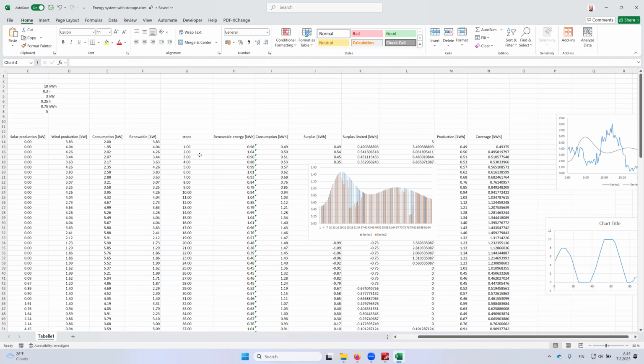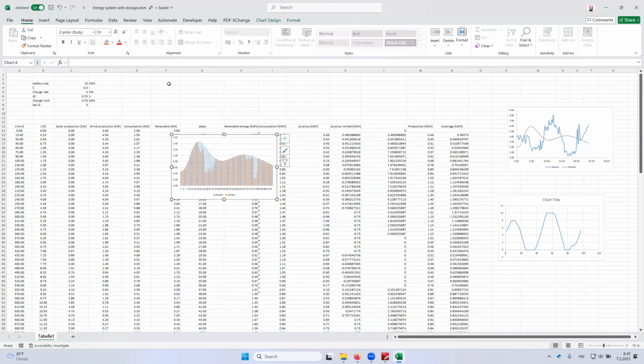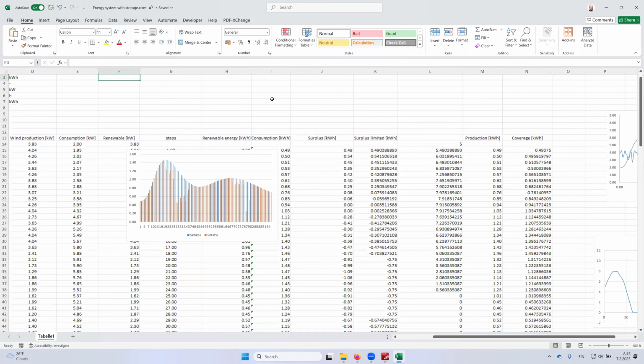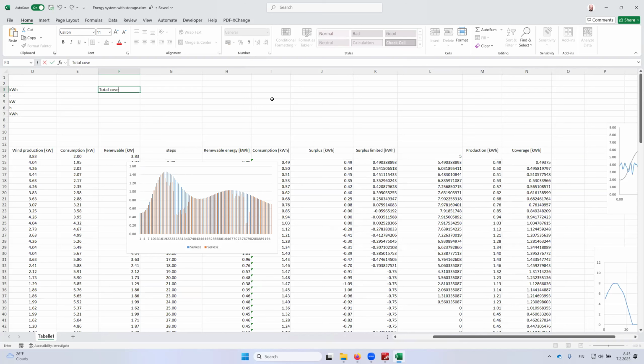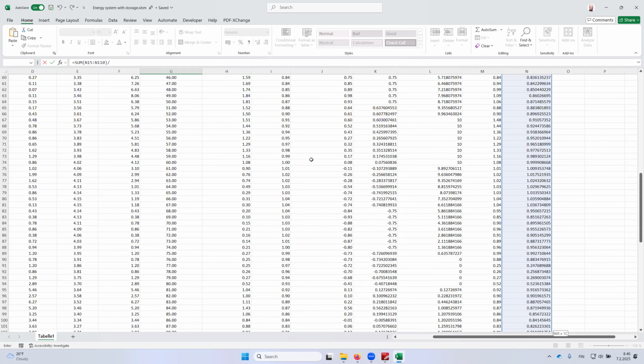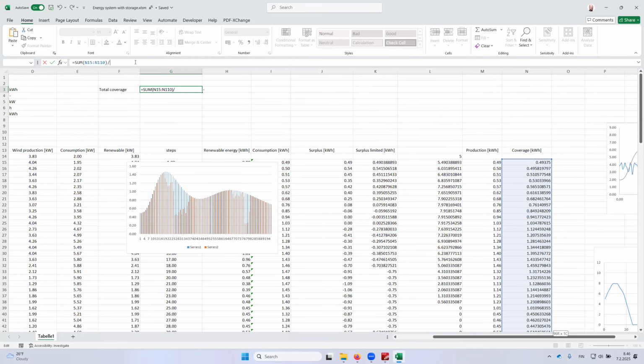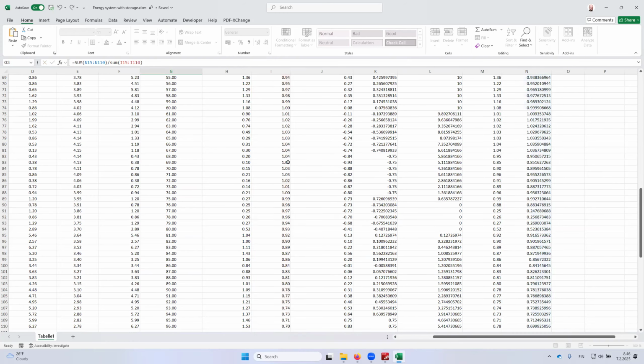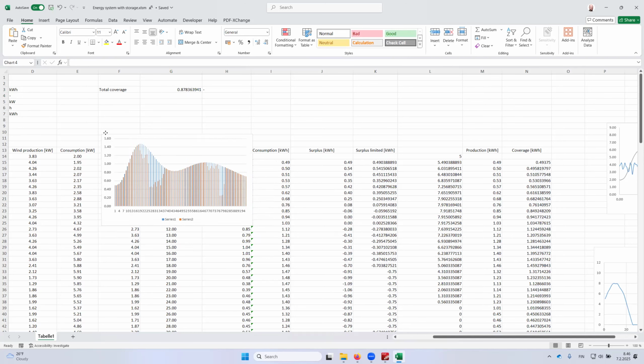And now what we can do is calculate the total coverage. Let's put it unitless. So I'm going to have a sum of this coverage, and I'm going to divide it with the sum of consumption. And it should be below one, at least based on the figure. Yeah, so 87%.